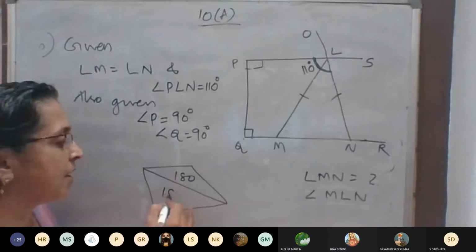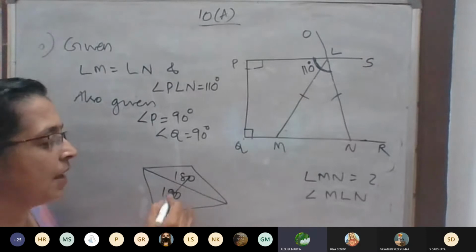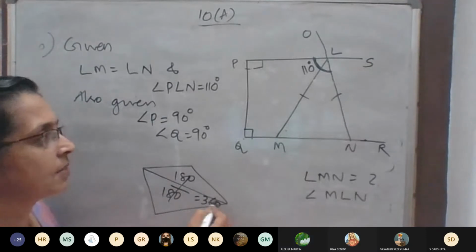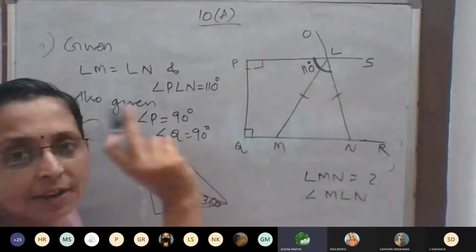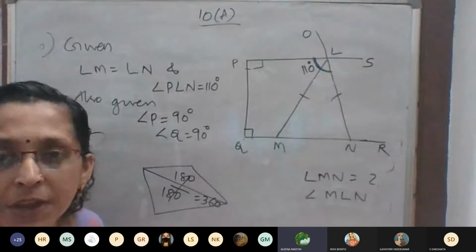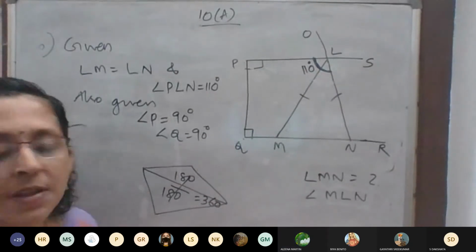Each triangle is 180, here also 180. 180 plus 180 is 360. So sum of angles of a quadrilateral is equal to 360 degree.